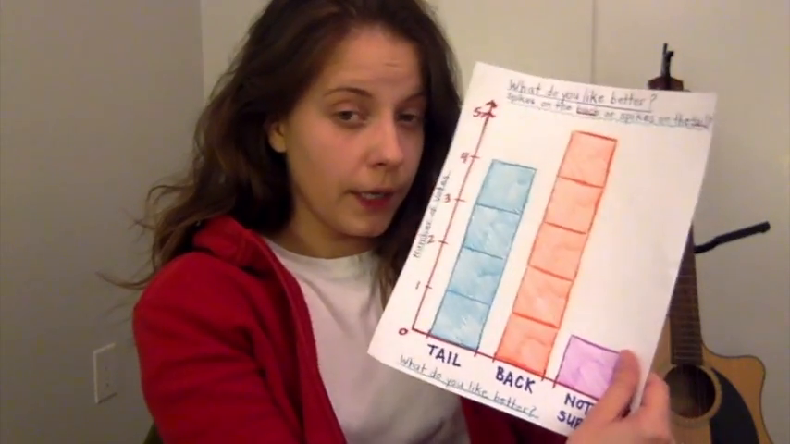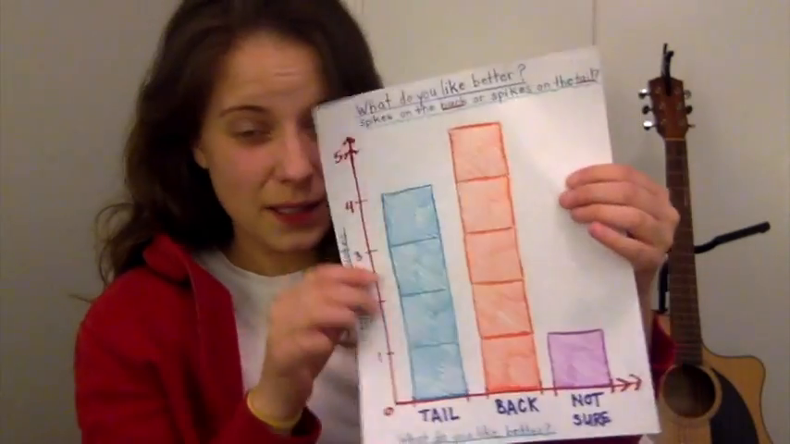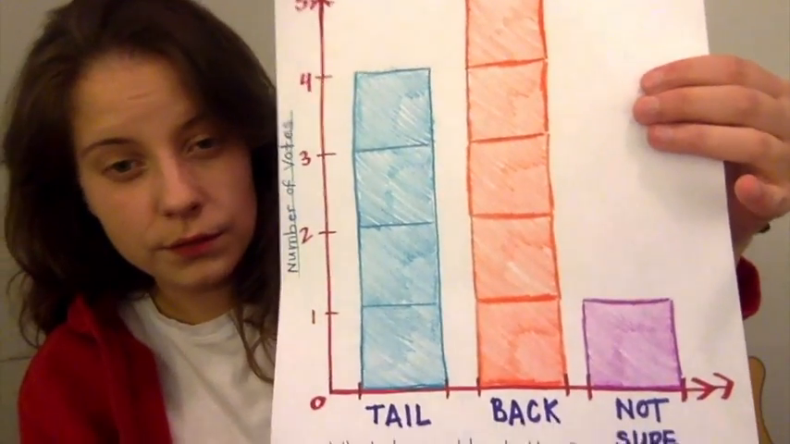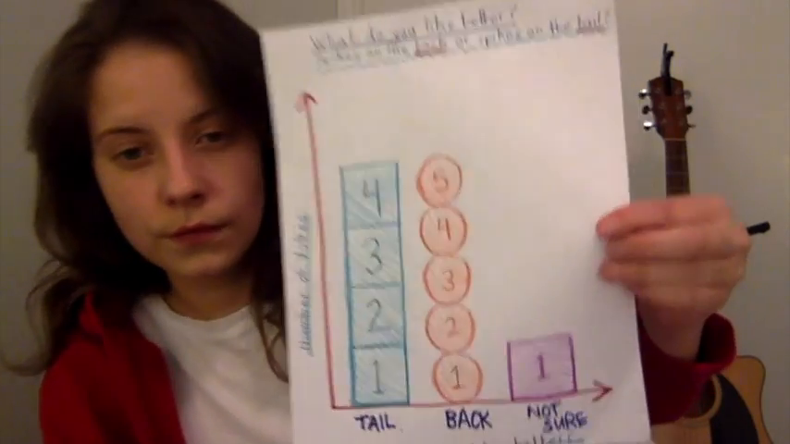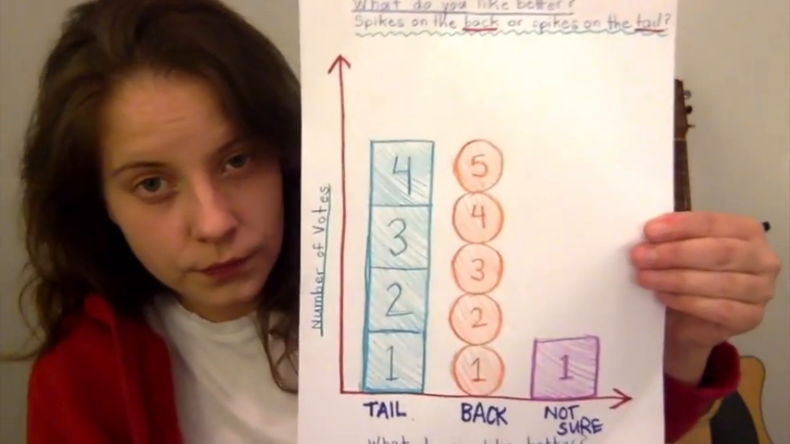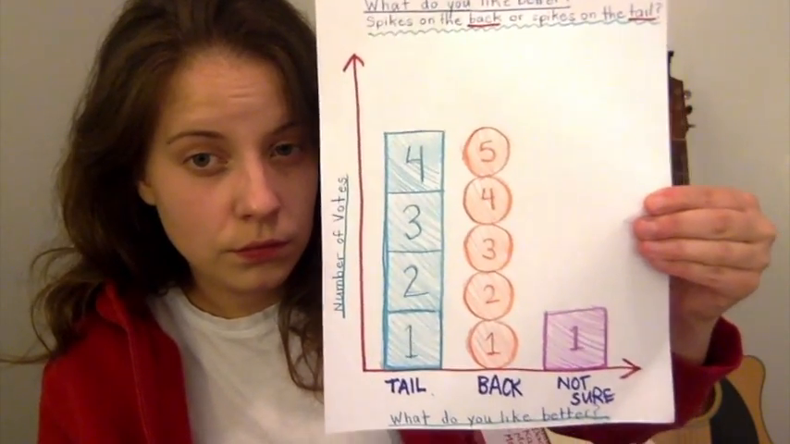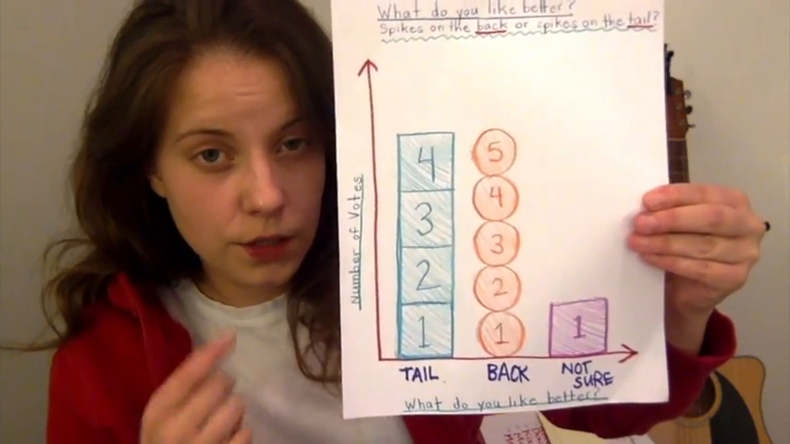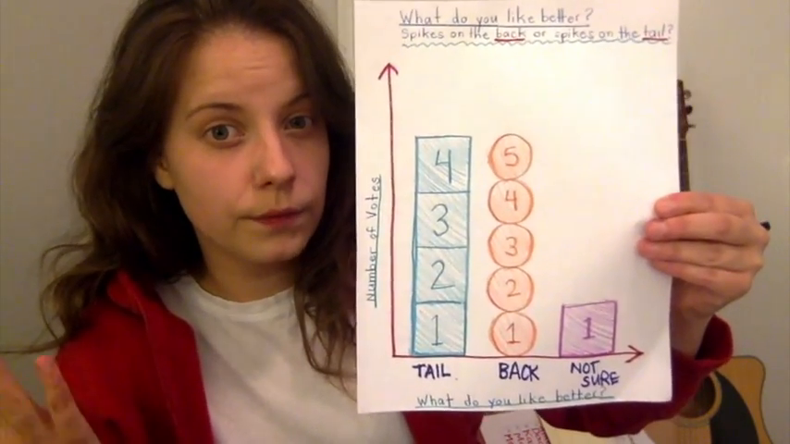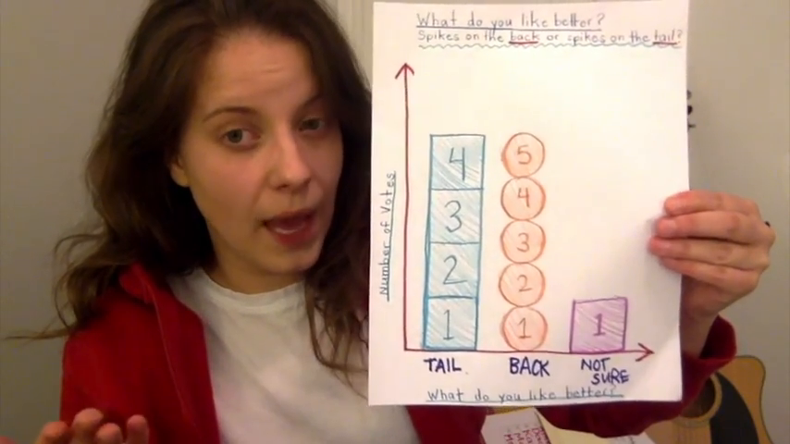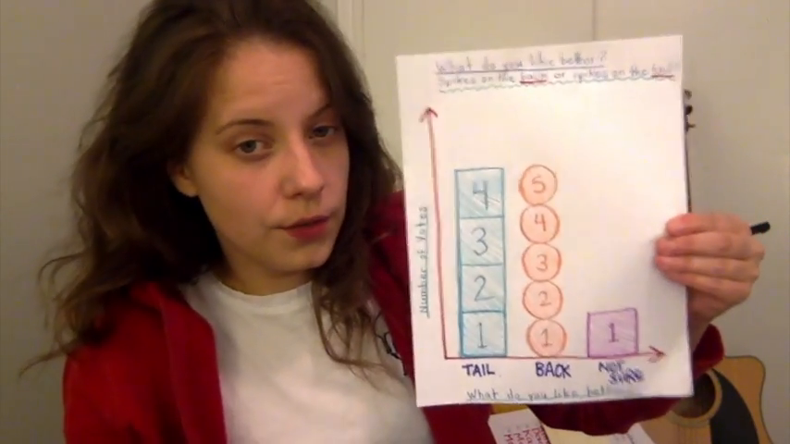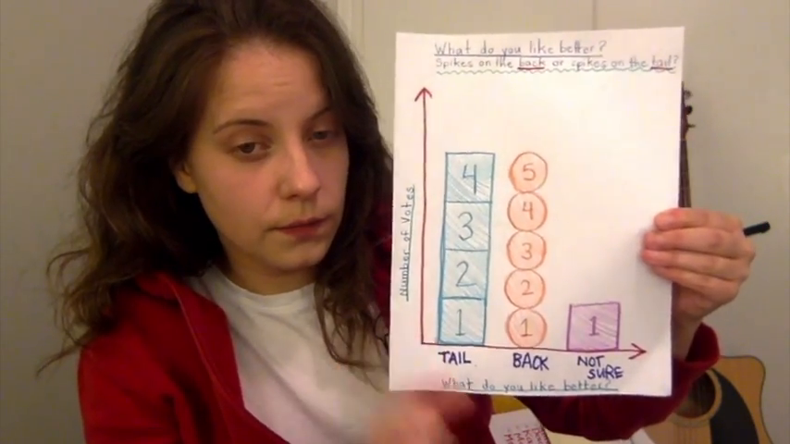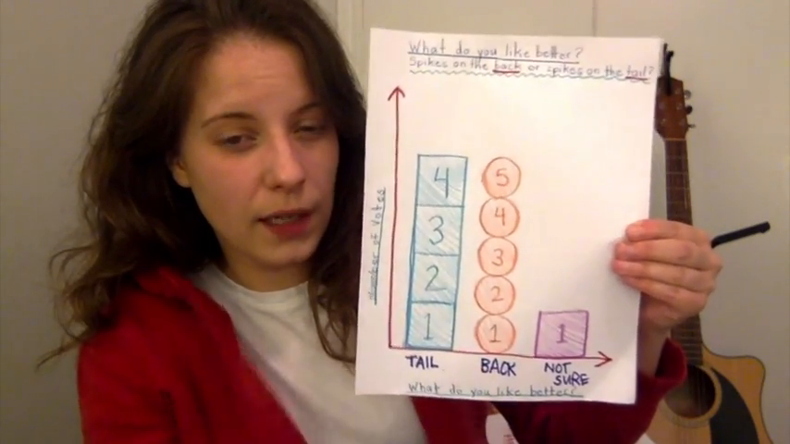Something that's very important about my graph is that I use the same size for every vote. What happens if I don't use the same size for every vote? I have an example of that as well. I still have the same question. I still have the same answers. So my question is still, what do you like better? Spikes on the tail or spikes on the back, or not sure? But in this graph, I used squares for the tail, squares for not sure, and then for the back, I used circles.